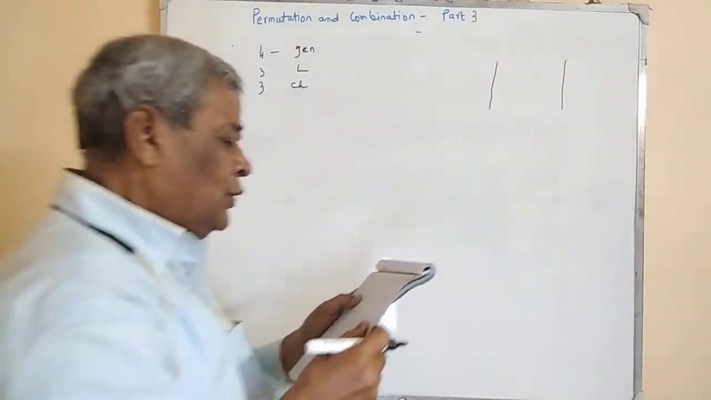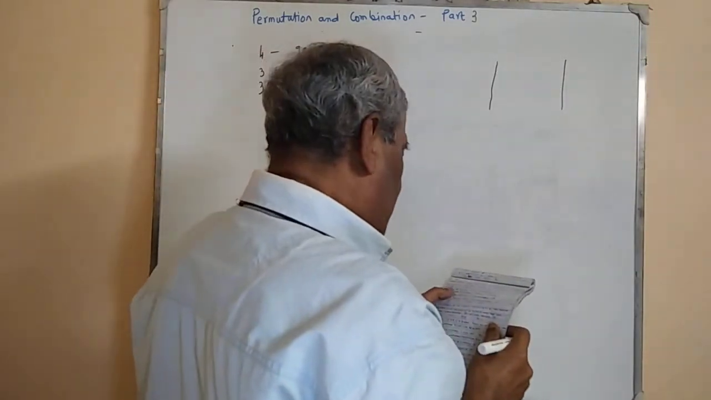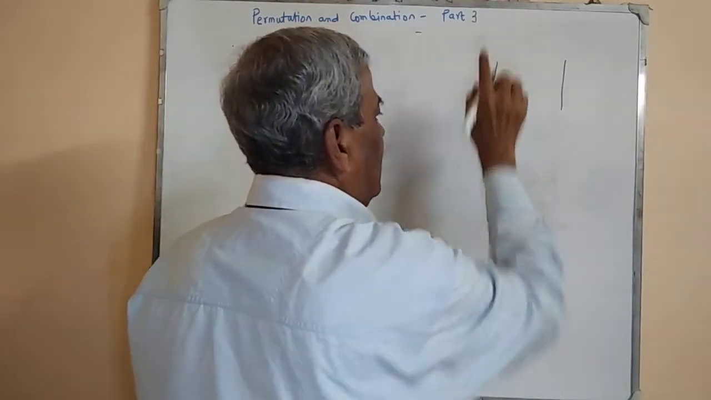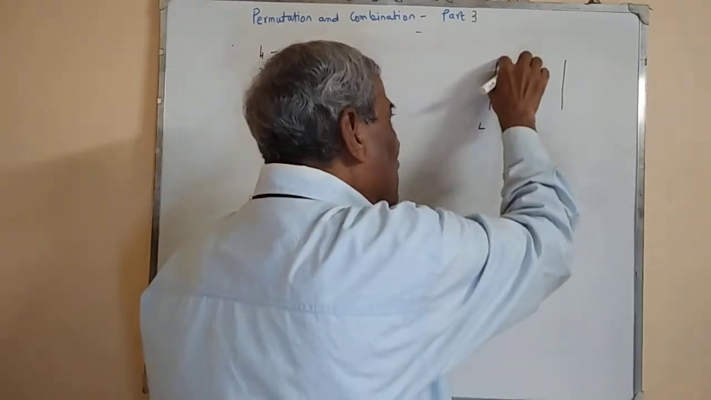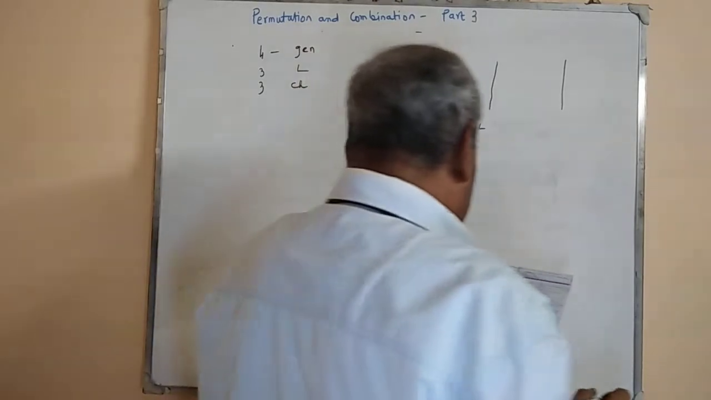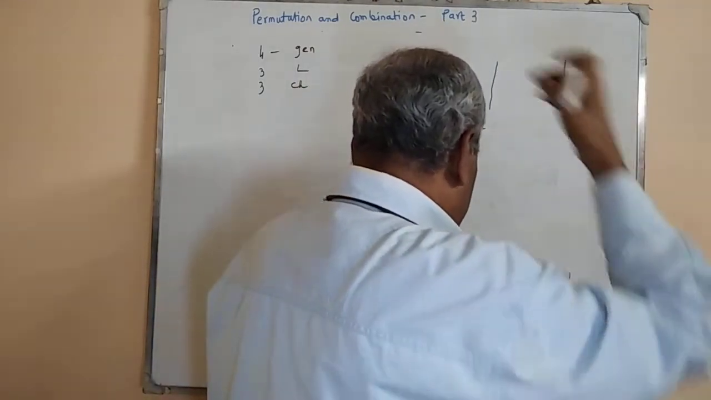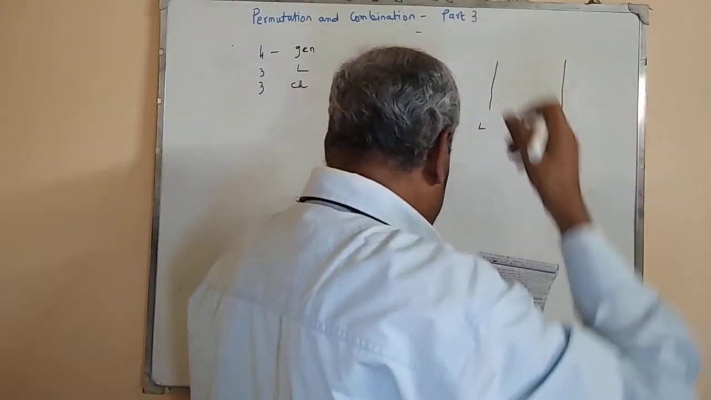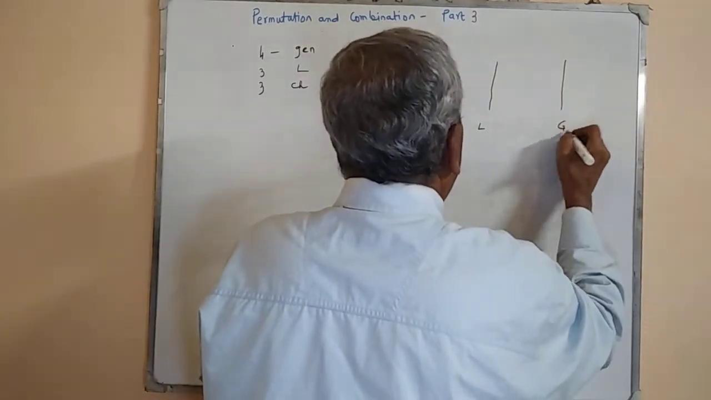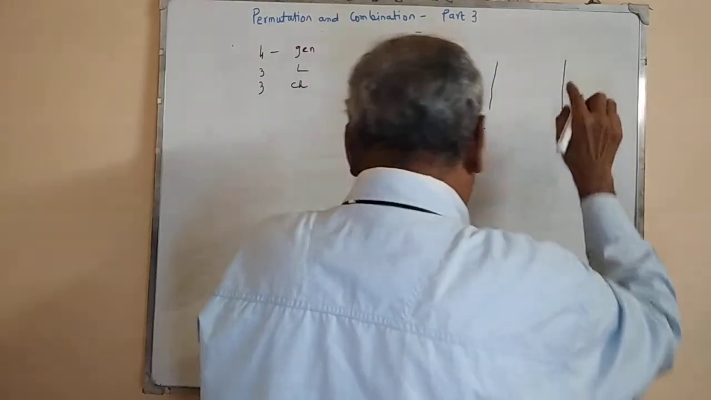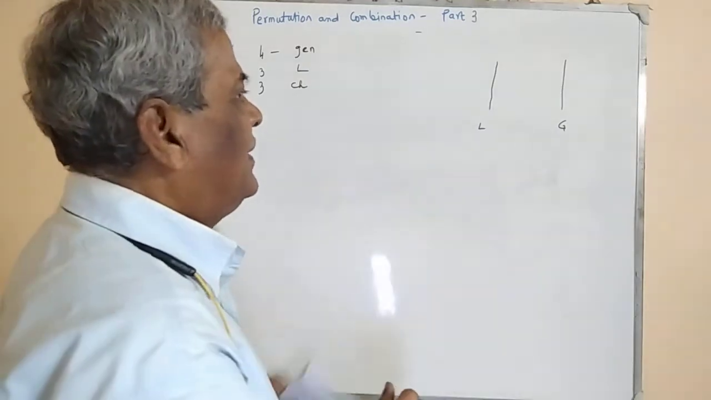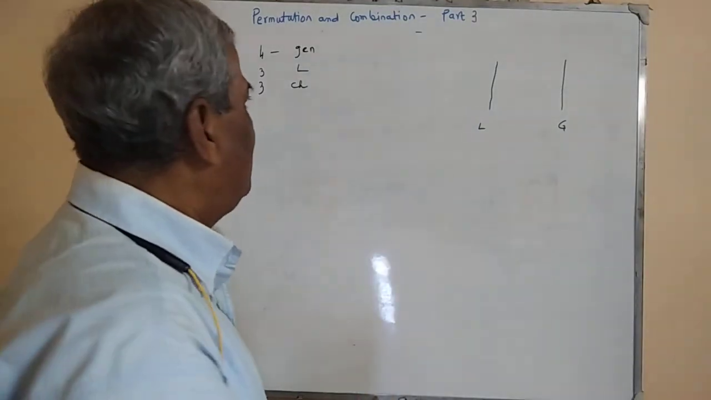Ladies are allowed to sit in any position on the left row. Left row, ladies only. Ladies can take their seats there, not here. Similarly, gentlemen can sit only on this row, and children may sit anywhere. How many ways can this be done?